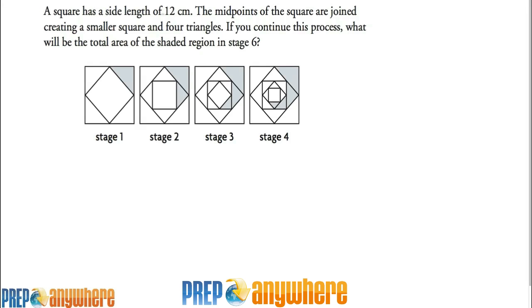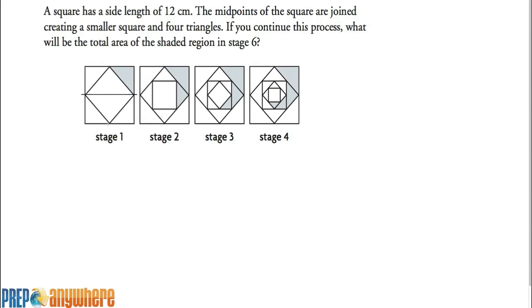Okay, a square has a side length of 12 centimeters, and the midpoints of the square are joined, creating a smaller square with 4 triangles. So let's look at the first one here. Let me just draw 2 extra lines here.